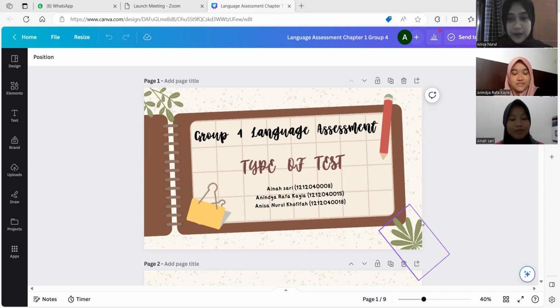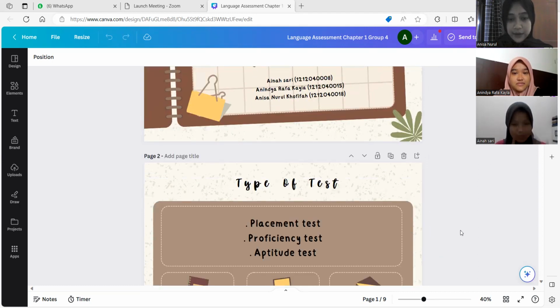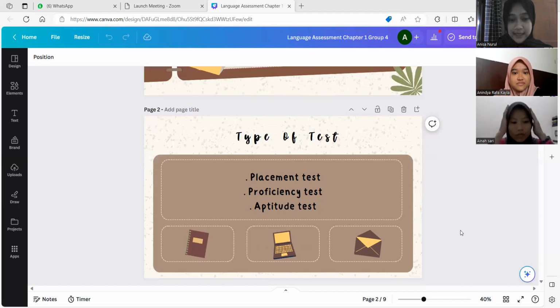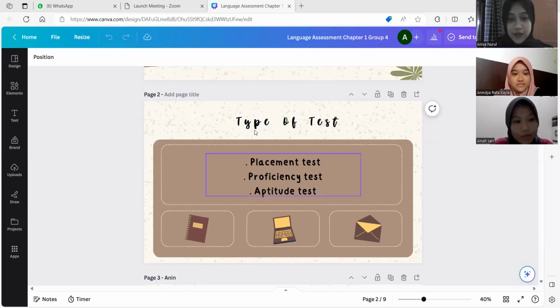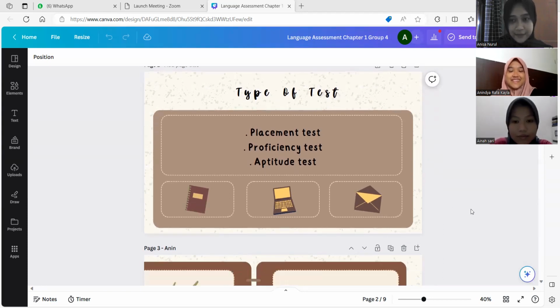So in here, we will explain about placement test, proficiency test, and aptitude test. The first material will be delivered by Anindya. Time is yours. Okay, thank you, Anisa.